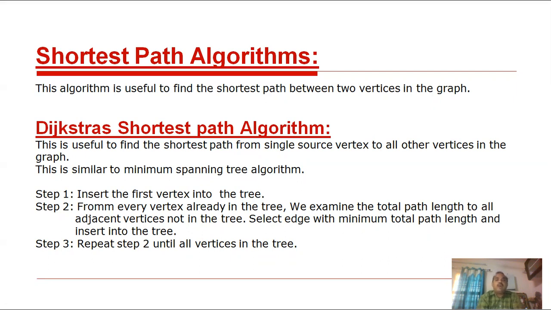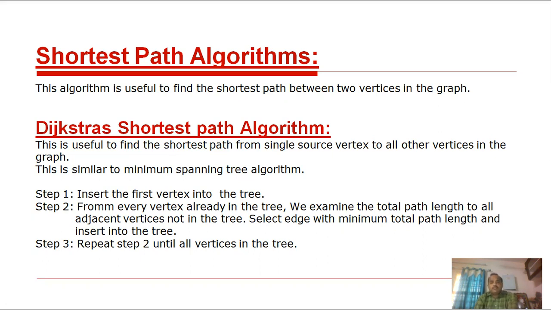This is useful to find the shortest path from a single source vertex to all other vertices in the graph. This is similar to the minimum spanning tree algorithm, Prim's algorithm. So insert the first vertex into the tree, for example, node 0 or node A or node 1, which is the starting node.